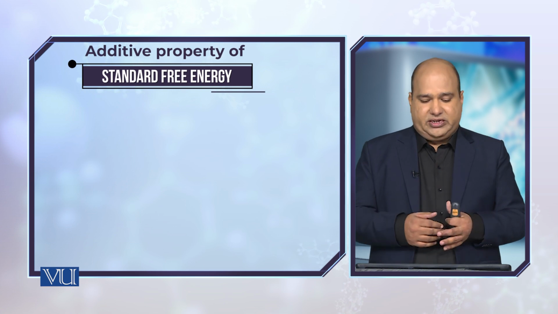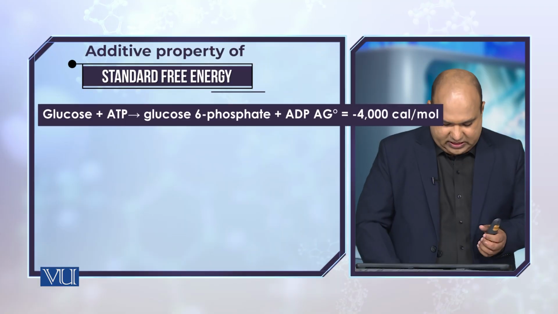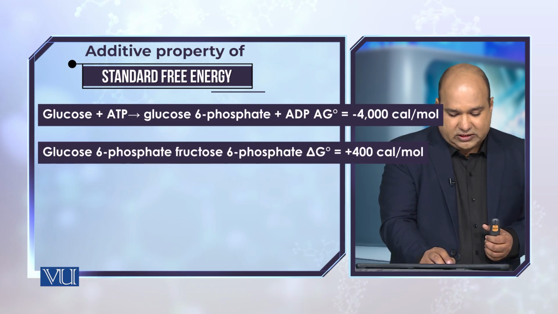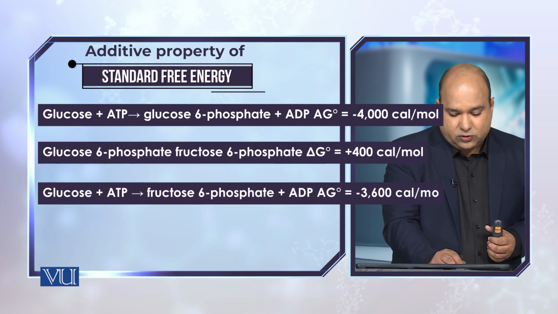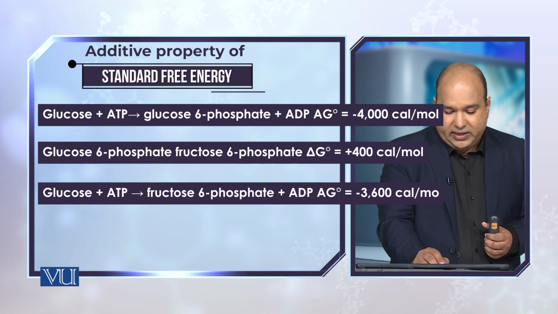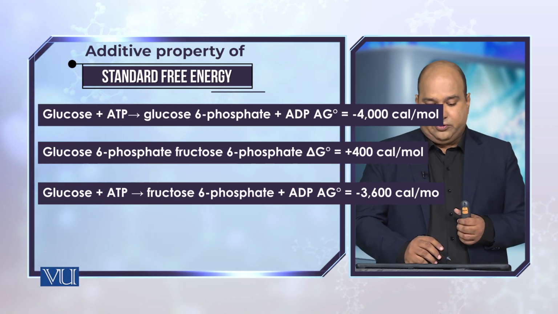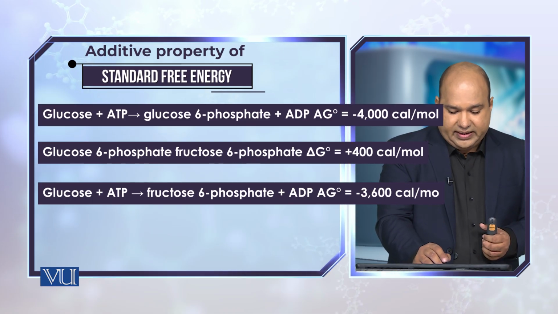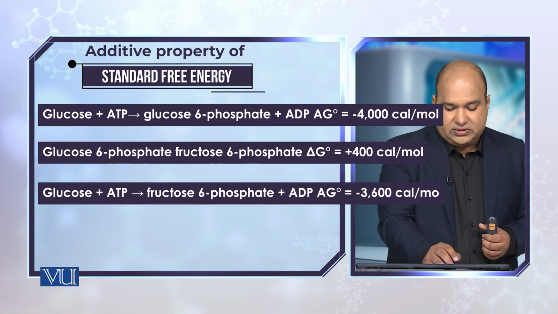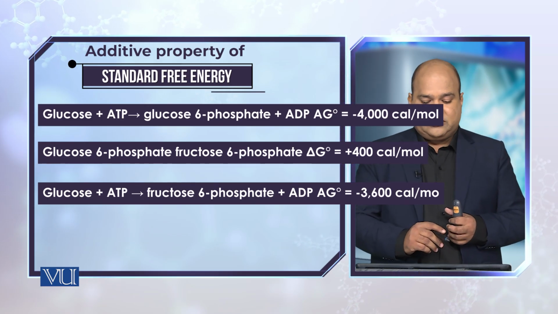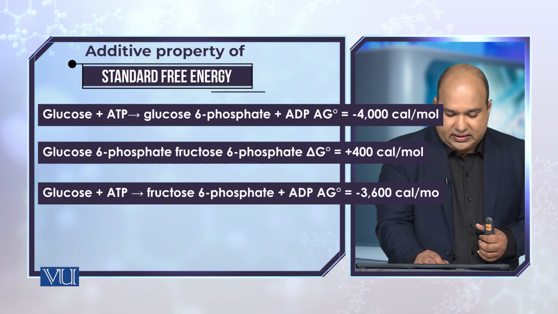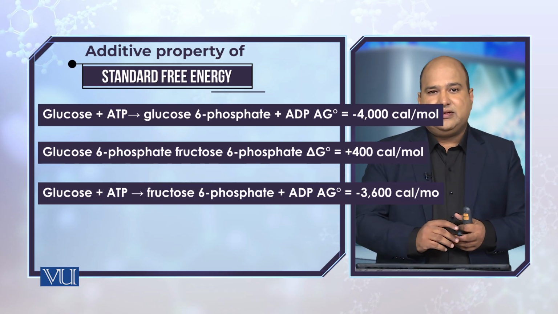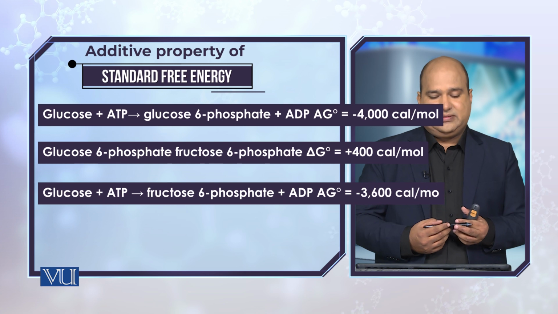So, this is an example you can see here, that when glucose phosphate is converted into fructose 6 phosphate, we have a positive delta G value, but otherwise we have a negative delta G value when glucose is converted into glucose 6 phosphate. When we sum up both, the final delta G naught value is negative, which makes the reaction take place.